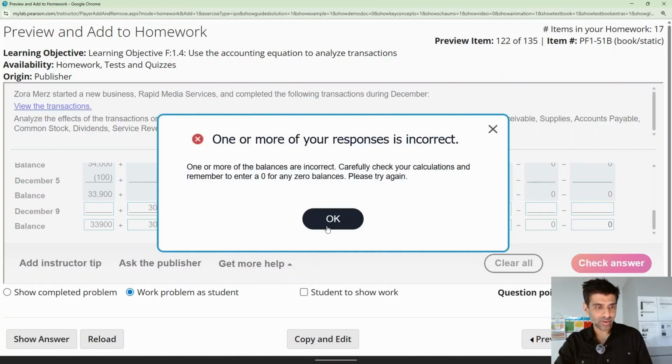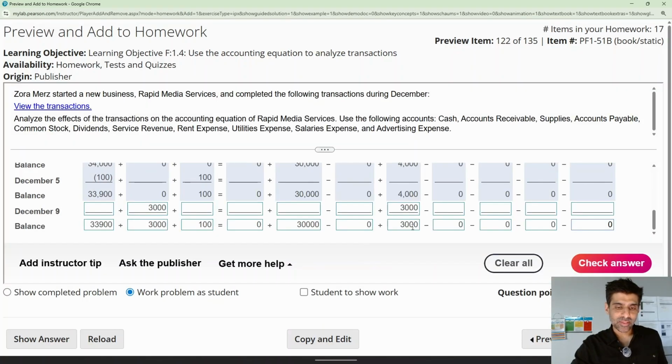oh, something's missing. Okay, so now you can kind of see what happens when you get something wrong. So it's not telling me exactly what I got wrong. So anyone see it? I see it now. Yeah, exactly. Okay, so there was an existing balance in service revenue. This should be 7,000.